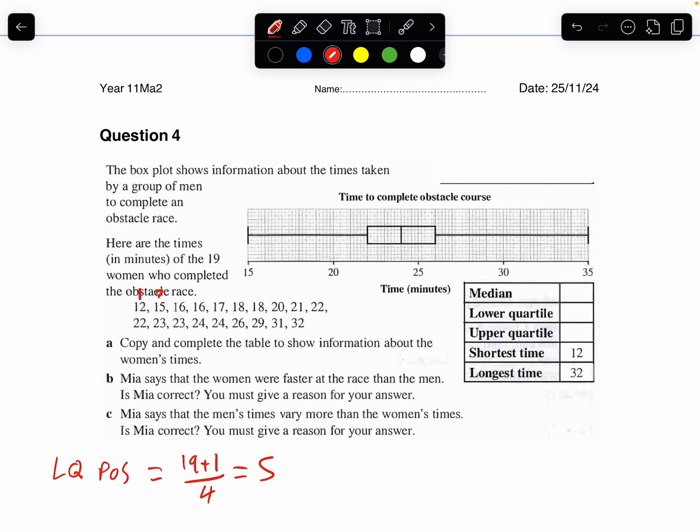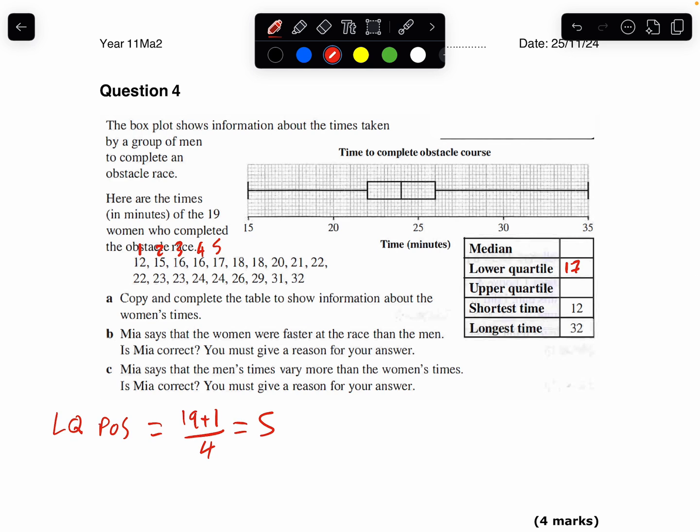So let's count. 1, 2, 3, 4, 5. This one here is my lower quartile. That is 17. I've also checked to make sure that the list is in order. It was in order already, so I didn't have to reorder it. If the list wasn't in order, like we'll see later, I would have to spend the time reordering it. Okay, so that's the lower quartile position. The median position is going to be 19 plus 1 divided by 2, which is 10. So the 10th number in my list, 6, 7, 8, 9, 10, is going to be my median. So my median is 22.